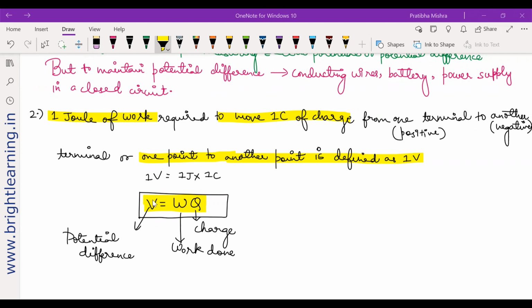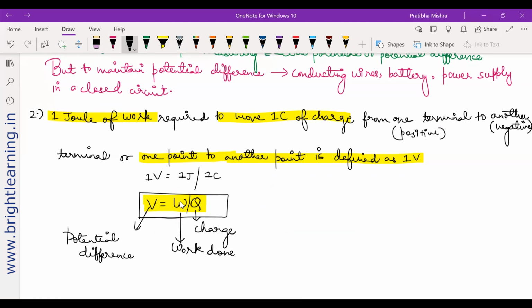Oh, I think I have written this a bit incorrect. I'm sorry. There's a small thing that needs to be changed. It'll be work done by charge. Yeah, it's work done by coulomb, the charge. I'm sorry for that. I made a small mistake. It's not multiplication. It is division. Be very, very careful. You should tell me. This is important. V is equal to W by Q.